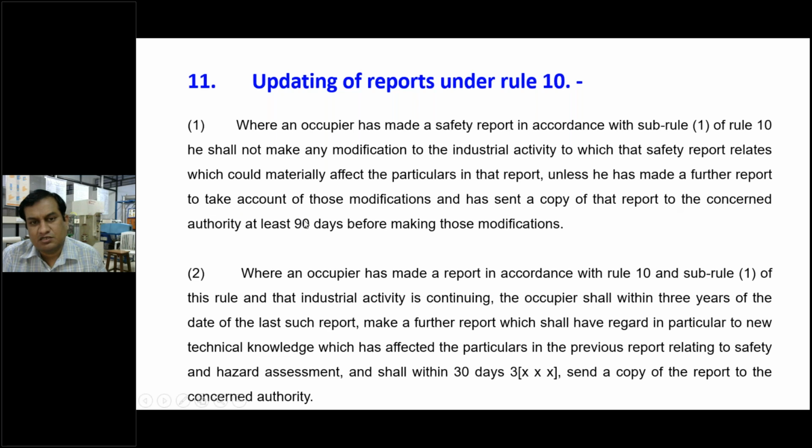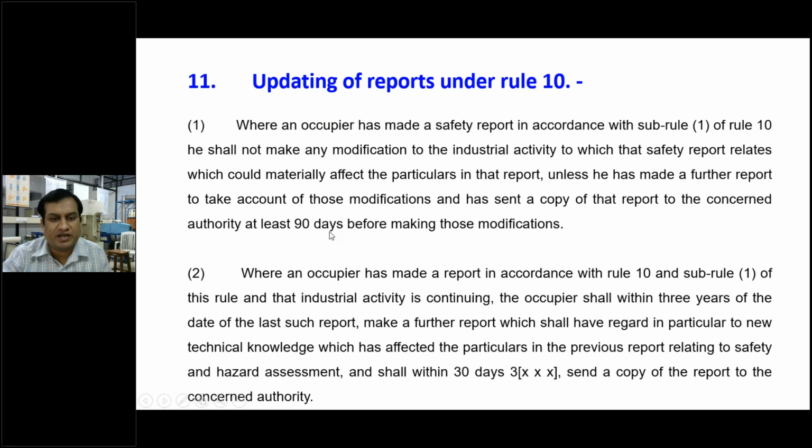If you want to change or modify some activity, some process, some operations, then you have to take permission, and after getting permission, you have to modify that report again and submit the modified, corrected report to the concerned authority within 90 days after making these modifications.